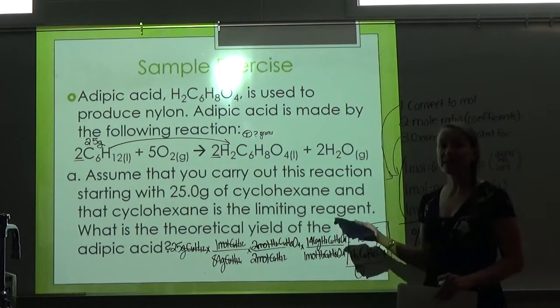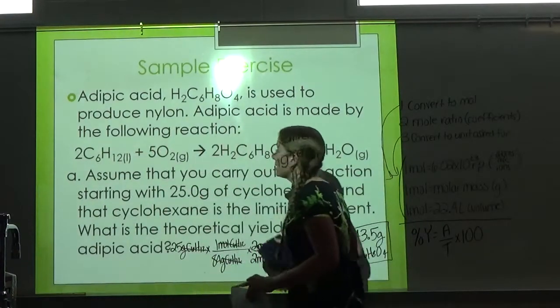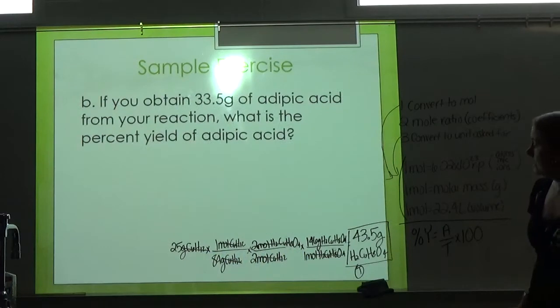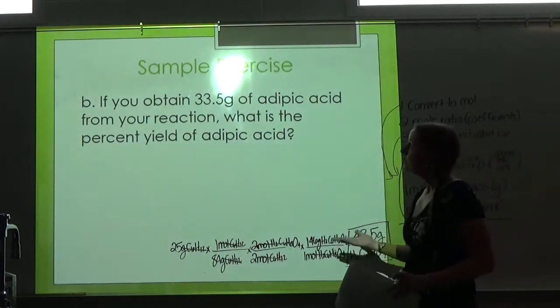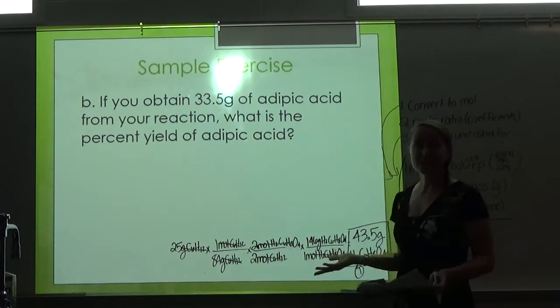Okay, now again, this is my theoretical. This is what we should get. On the next part, they're going to tell us what we actually did get. So I'm going to leave this down here, though. So then it says, if you obtain 33.5 grams of adipic acid from your reaction, what is the percent yield?